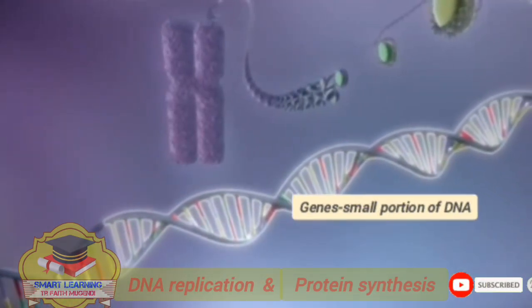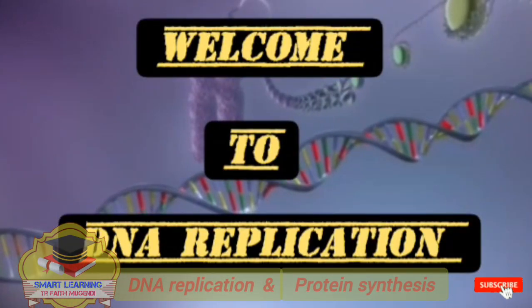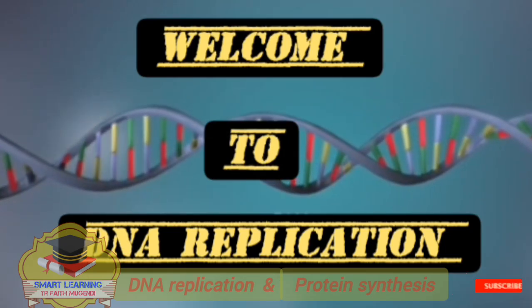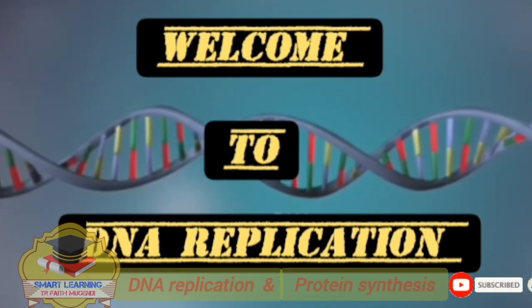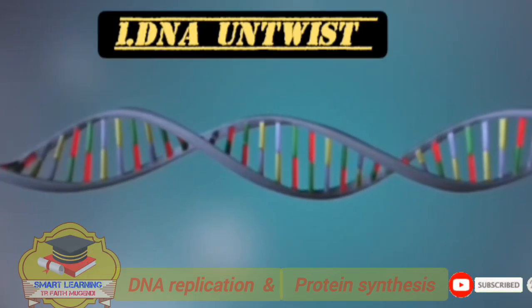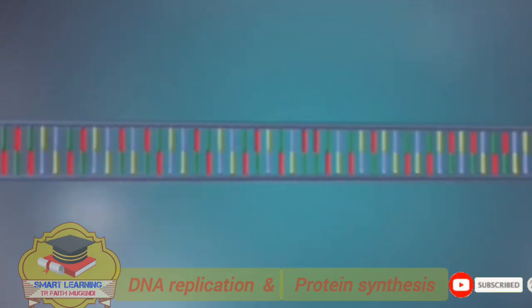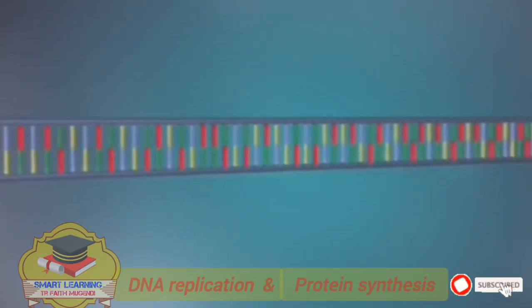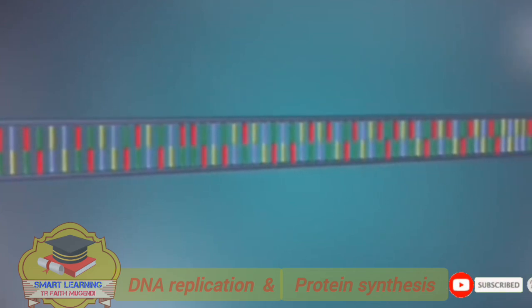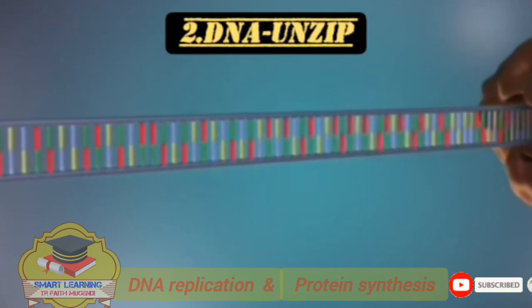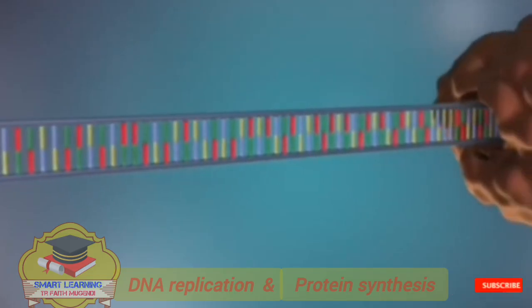DNA replication. During DNA replication, the following steps take place. Step 1. Untwist. The two twisted strands forming the double helix unwind. Step 2. Unzip. The two now untwisted strands forming the double helix separate.